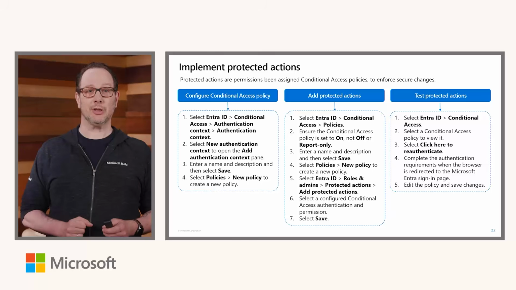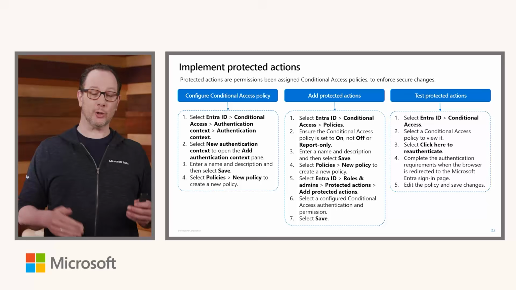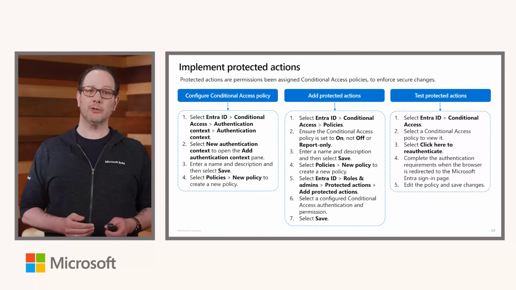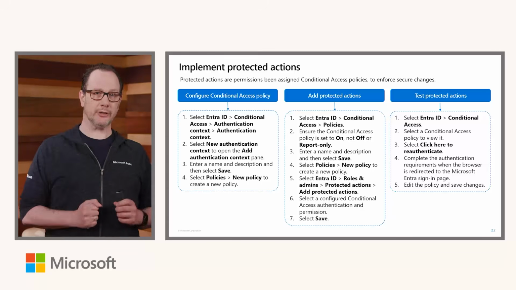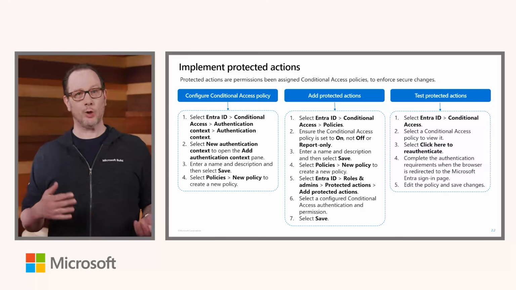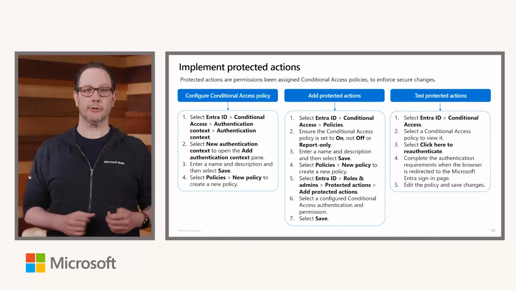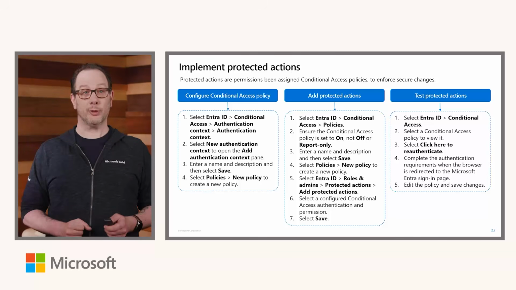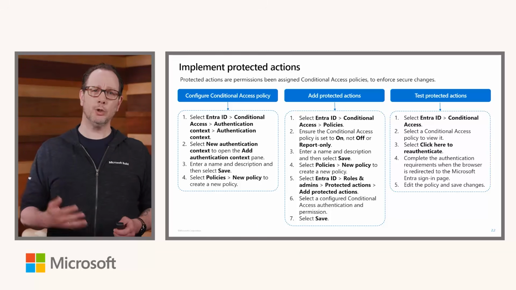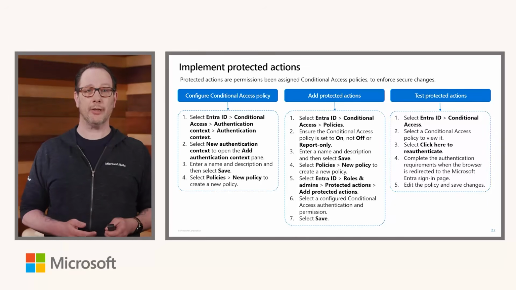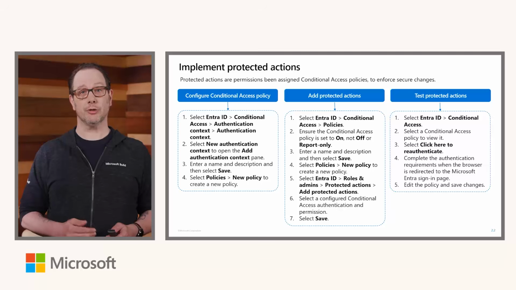Now, when discussing conditional access, we also need to position protected actions, which basically are permissions which have been assigned based on conditional access policies. You start with setting up conditional access policy, followed by adding the protected actions, and then obviously testing the outcome. One use case for protected actions is where you would force administrative users to satisfy a phishing-resistant MFA policy before they can make changes to the conditional access policies themselves.